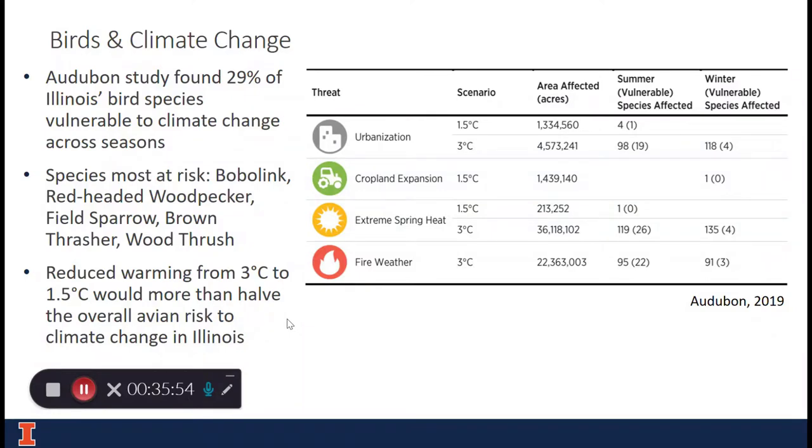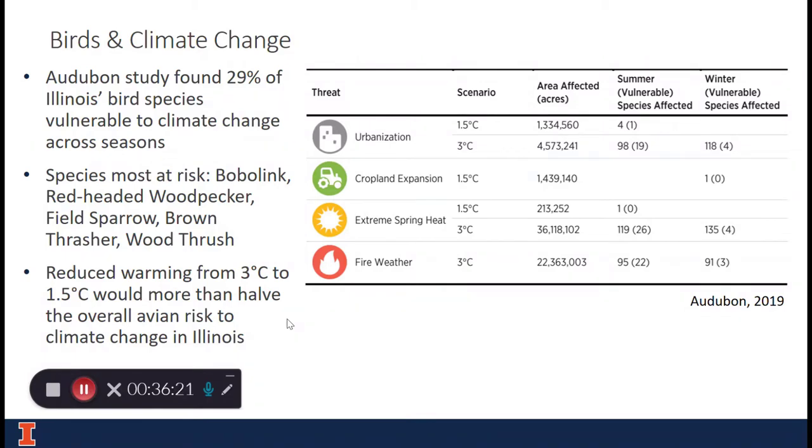So all of these things added together means that a significant number of Illinois' native bird species are at risk due to climate change. Now, importantly, this is why I cite this Audubon study, because it did a really good job of talking about how mitigation activities can reduce the threat of climate change to bird species, which is really where the rubber meets the road. Not just saying, here's how bad it is, but here's what we can do to fix it. They show that reduced warming from 3 degrees Celsius, overall global warming, to 1.5 degrees Celsius would more than halve the overall avian risk to climate change in Illinois.